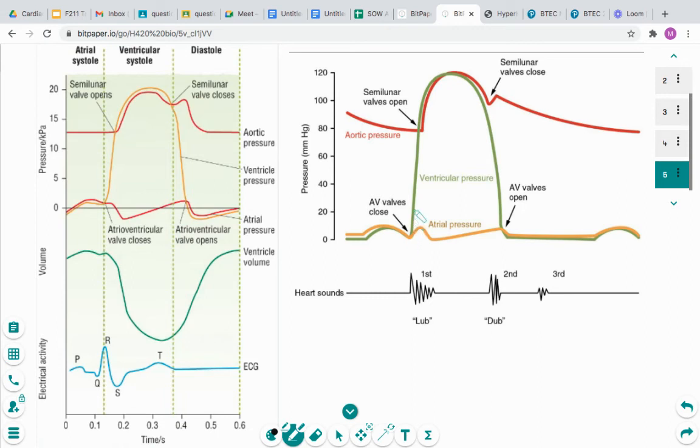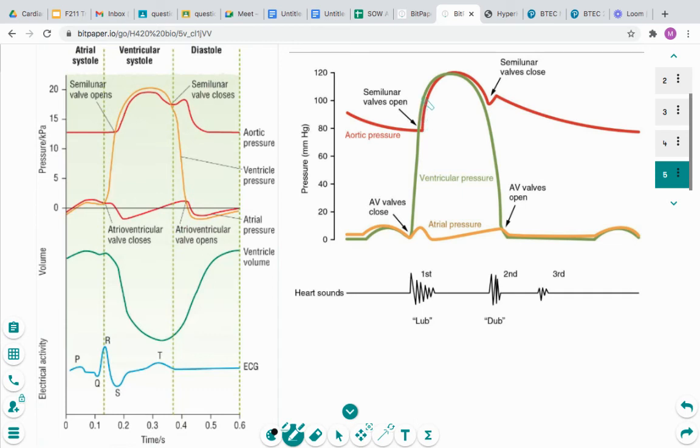The ventricular pressure is so great that it goes beyond the pressure of the aorta, the aortic pressure. It's gone above it now. That green line is above the red line. And you can see, as soon as the green line crosses the red line, the semilunar valve has opened. Why has it opened? Because the ventricular pressure is greater than the aortic pressure, and it's forcing blood now to an area of lower pressure.